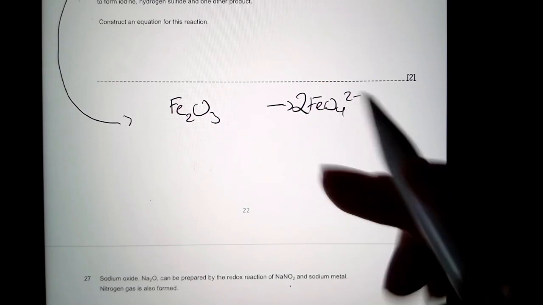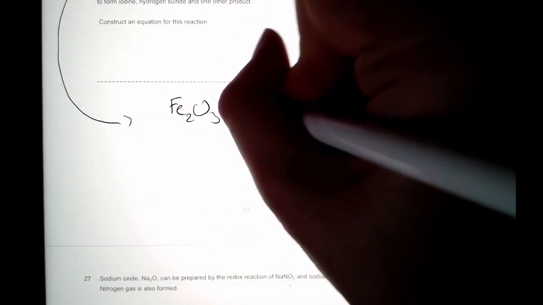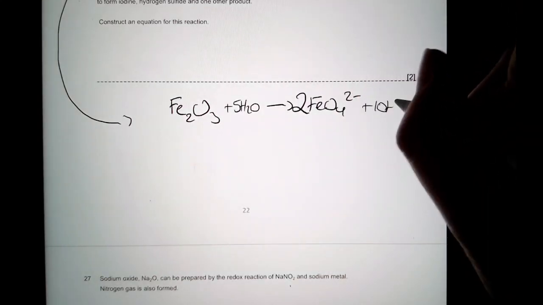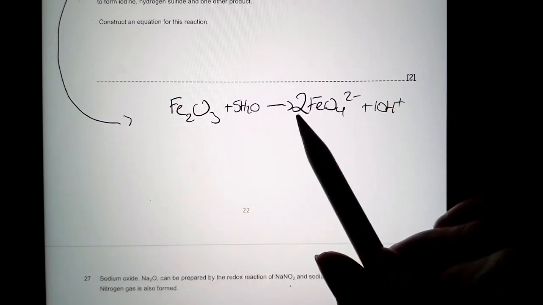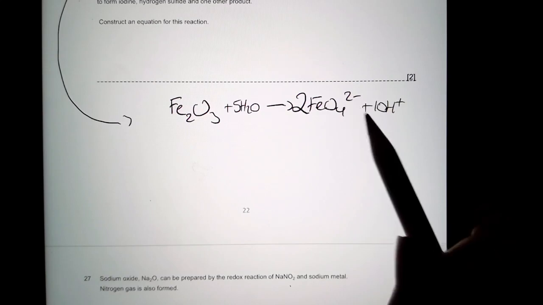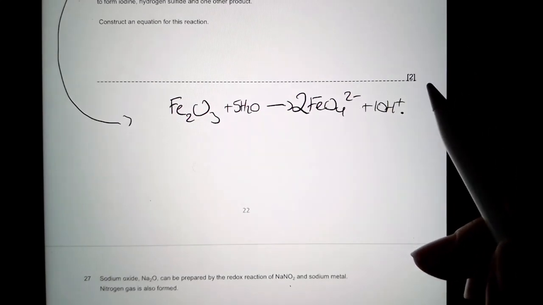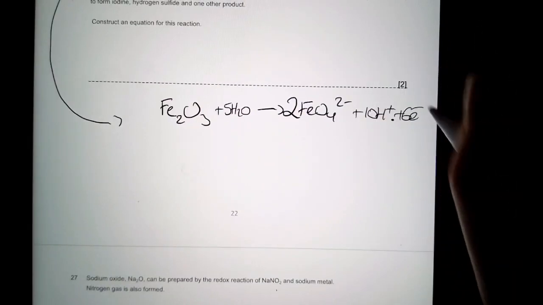So to get more oxygens, I'm going to need 5 H2O, and that then gives me 10 hydrogens, and I need 10 H+. I need to balance my charges, so this side is totally neutral. This side, 2 times 2 is -4, and I've got 10 H+. So I've got a charge of +6, so I'm going to need to add 6 electrons.